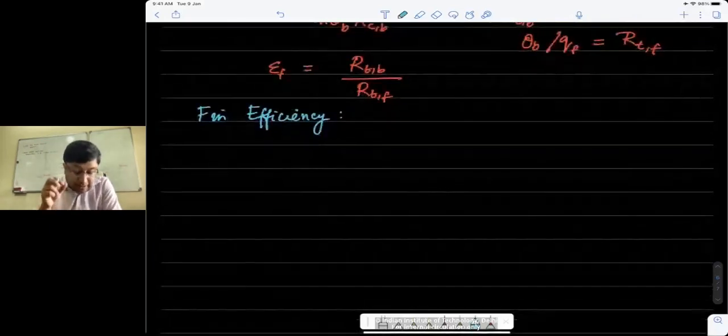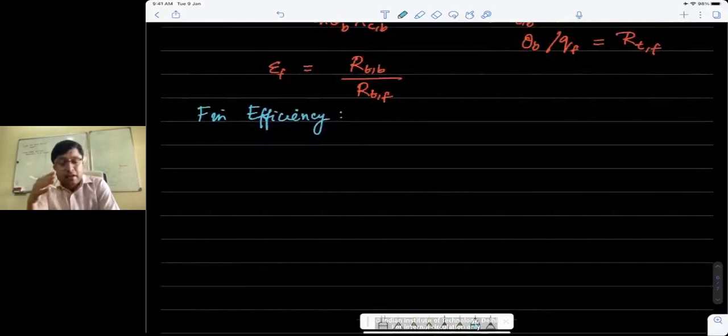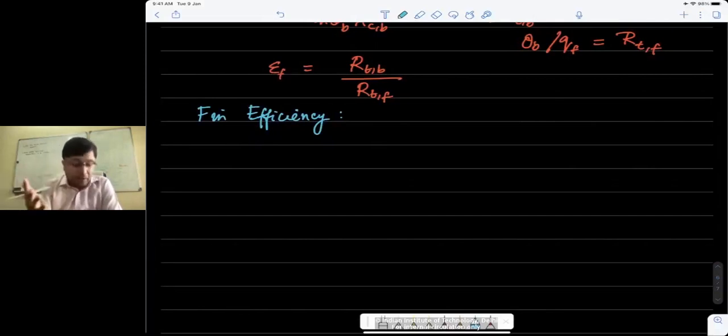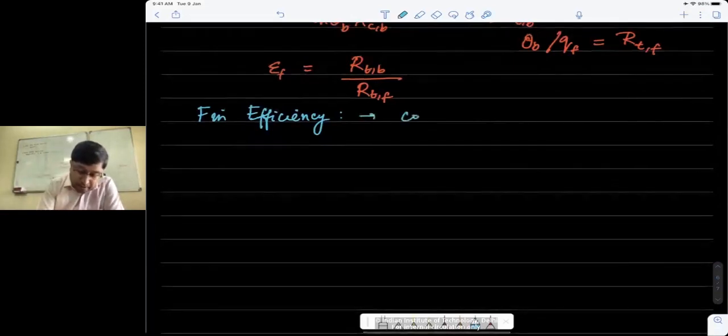Now, this is actually a concept that is very similar to what we do in thermodynamics. We look at efficiency, so it must be less than one. So we look at what actually happens versus what could ideally happen. So this compares the actual heat transfer rate to the rate of heat transfer if the fin offered zero conduction resistance.